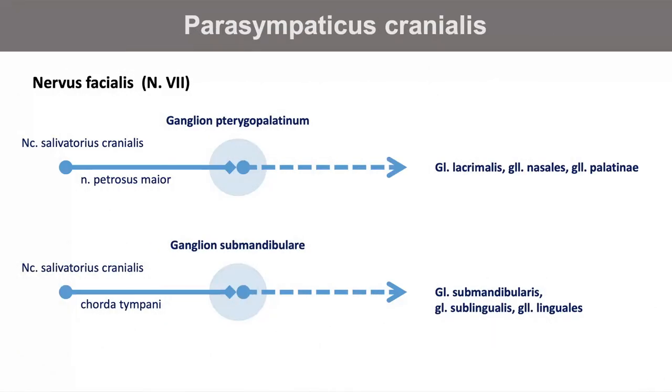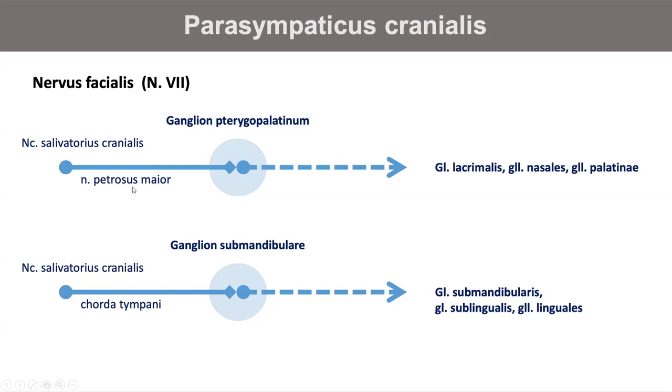Next parasympathetic ganglion is the submandibular ganglion. This is interesting because the facial nerve is responsible not only for giving the preganglionic parasympathetic fiber to the pterygopalatine ganglion, but also to the submandibular ganglion. So it means that the parasympathetic nucleus, which is the superior salivatory nucleus or the dorsal nucleus of the facial nerve, is the same one which sends the preganglionic parasympathetic fiber to the intermediate part of the facial nerve.